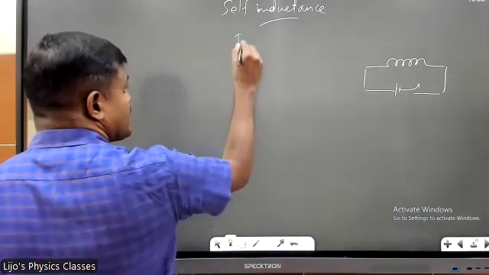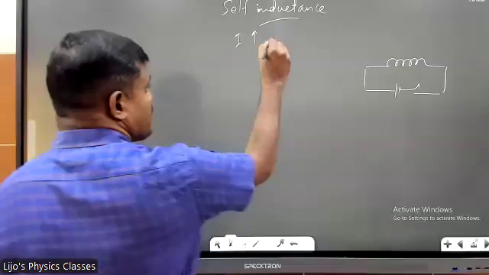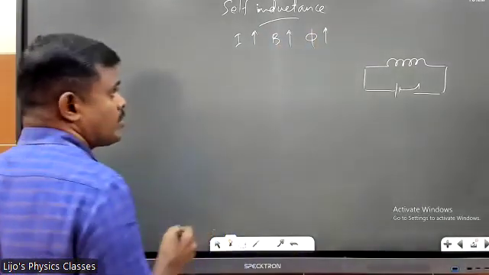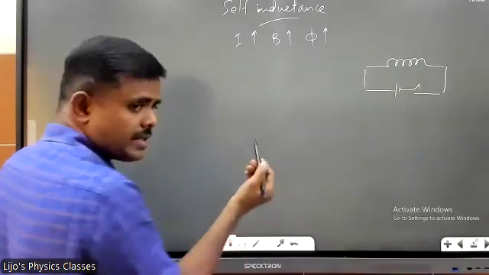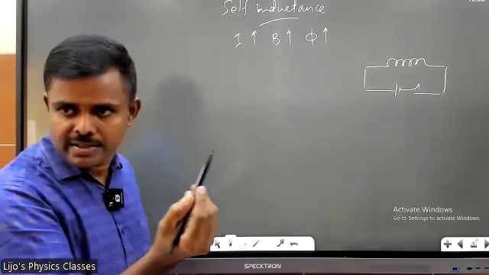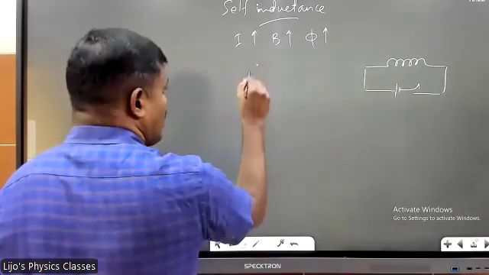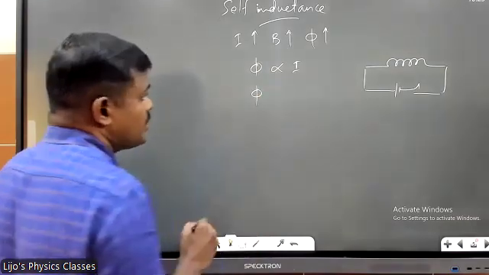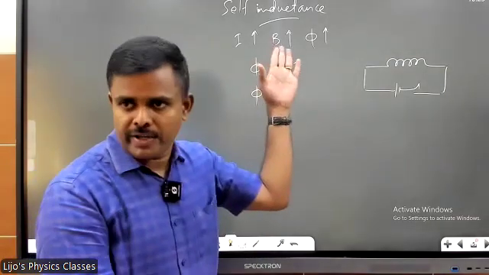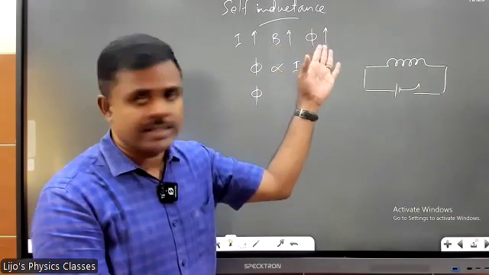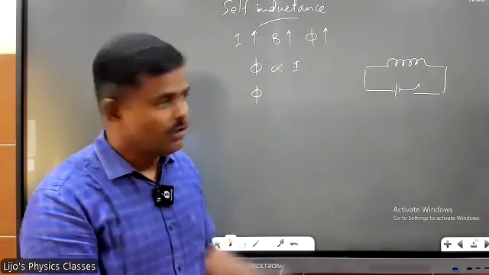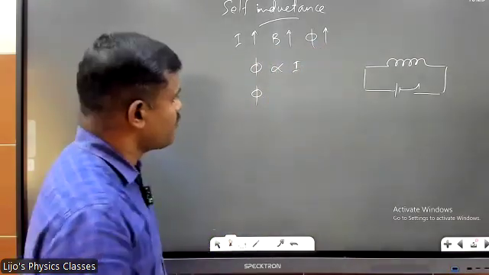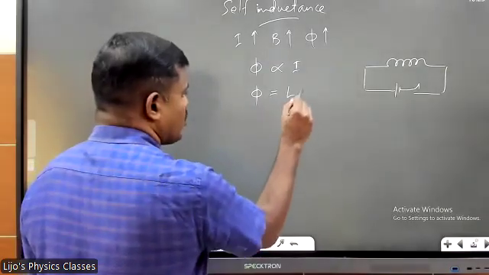Now write this. Current increases, magnetic field increases, flux increases. I must have said so many times now. So you can write, they are related how? They are directly proportional. The more the current, the more the magnetic field. The more the field, the greater the flux. Correct. So flux is directly proportional to current. So flux is equal to a constant into I.